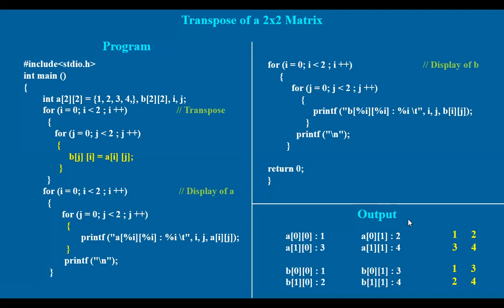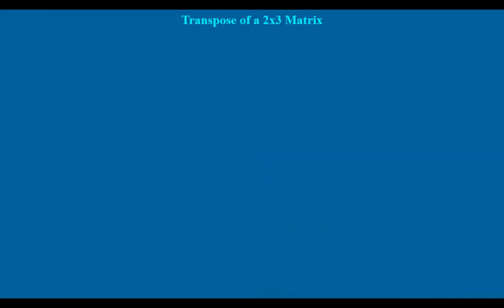So this is the transpose of a 2 by 2 matrix. Let's take a 2 by 3 matrix, right? A small change is required here, and let us see how it is.